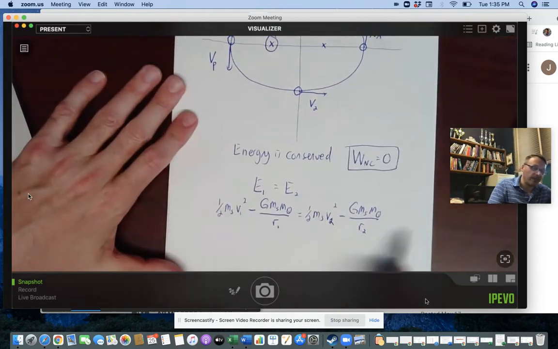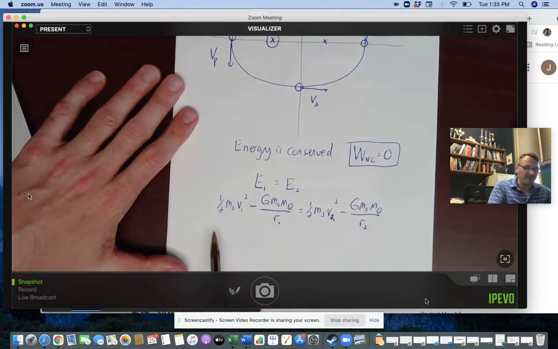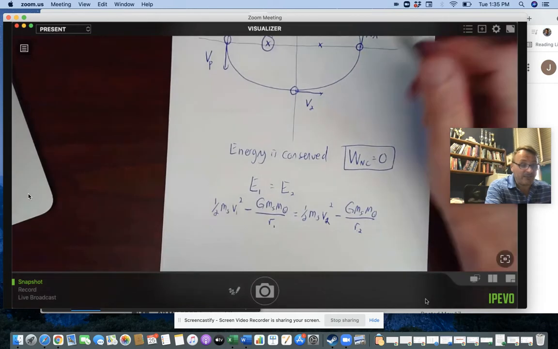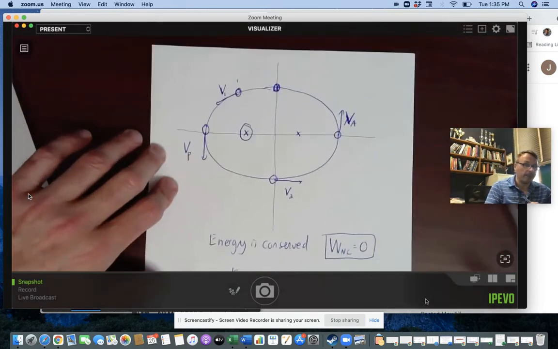But conservation of energy is really awkward because I've got V squareds, I've got r's, it's a big mess. I'd have to know something about both locations, say the distance, and then calculate that. But that's a lot of work. Thankfully for us, something else is going on.